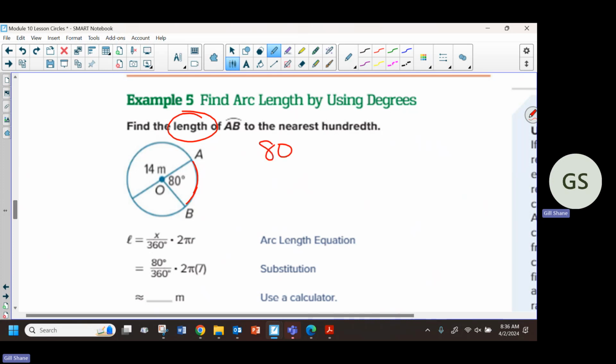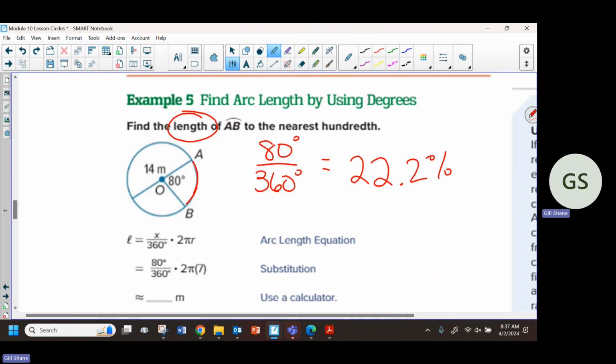So I'll know when I do 80 over, Isaiah already said it, part over the whole. 80 degrees over the whole of 360 degrees will give me what percentage of the circle that red arc AB is taking up. What did it come out to be exactly? 0.2 repeating. I'll just say 0.2, that's fine. So 22.2% of the circle, which falls in line with what we were guessing, knowing that it's less than 90.